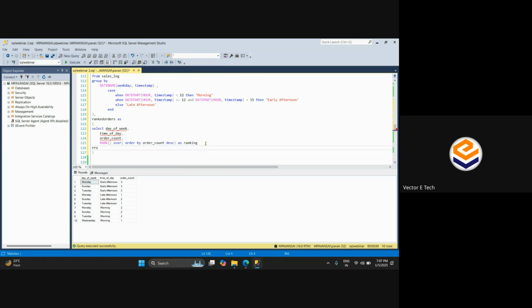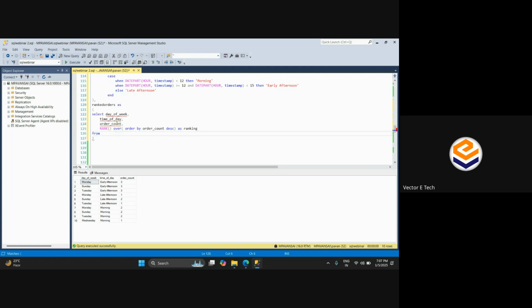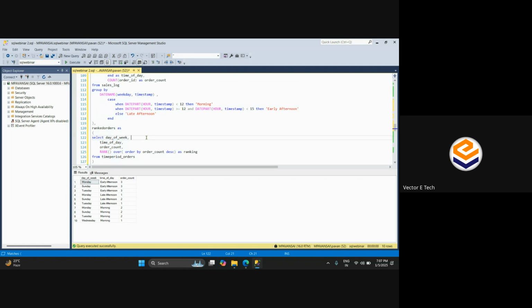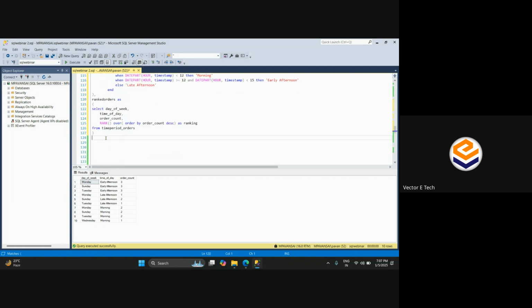From which particular table? From, we need to mention the CTE name, right? Time period orders. This is where we are bringing all these columns, right? Time period orders. Now we made two CTEs. Again, we need to write a select clause, right? So in this select clause, we can take all the same columns, right?